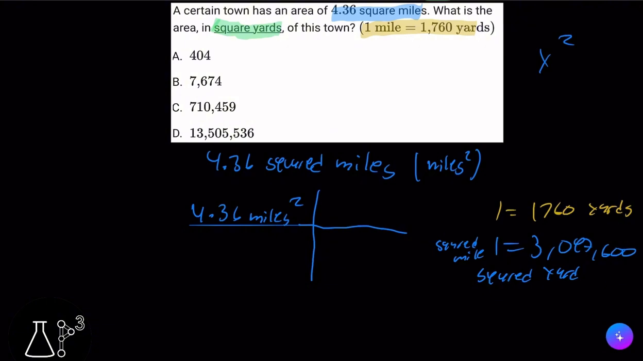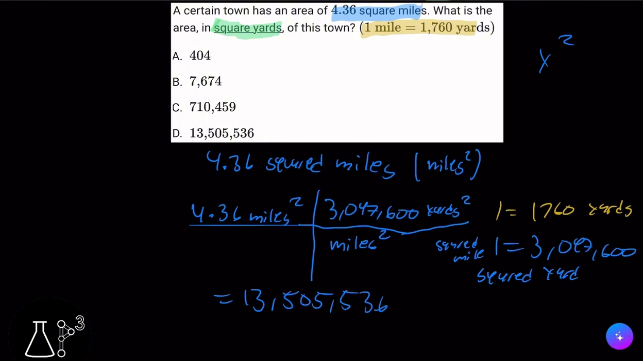So 4.6 miles squared multiplied by 3,097,600 yards squared divided by miles squared. So then 4.36 times the 3 million, so 4.36, I get the answer of 13,505,536 yards squared, or squared yards. And the only answer that looks like that is D.